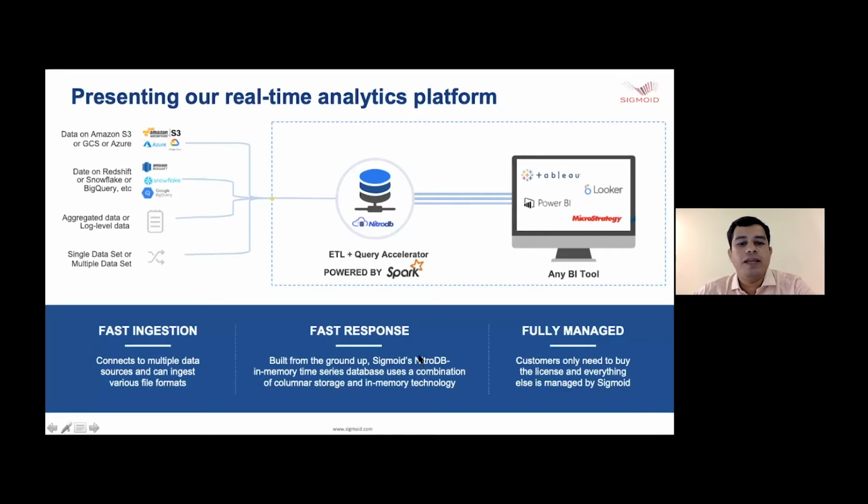SigView is a plug-and-play real-time data analysis tool. It allows customers to drill down into massive data within a few seconds, very similar to Tableau, Power BI, and ClickSense that you may already be using. NitroDB is our cloud-powered data warehouse custom built on Apache Spark, very similar to Redshift, which allows you to analyze terabytes of data. Mayur, can you go to the next slide?